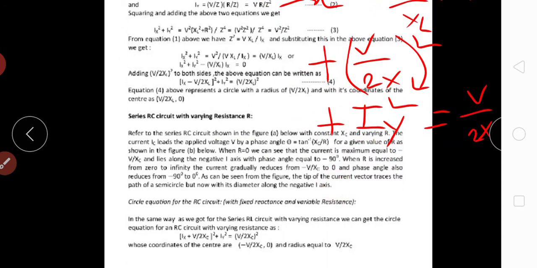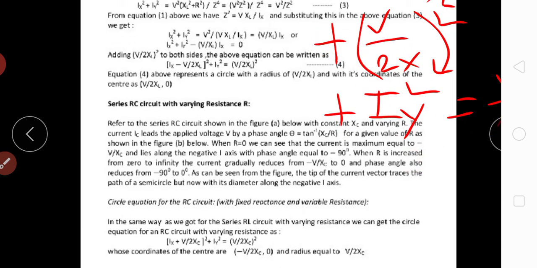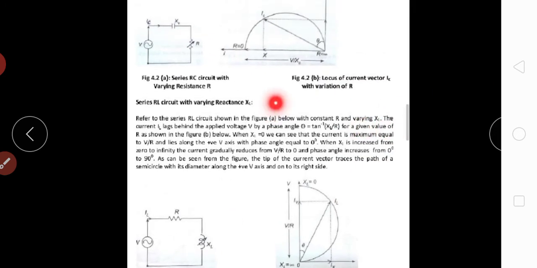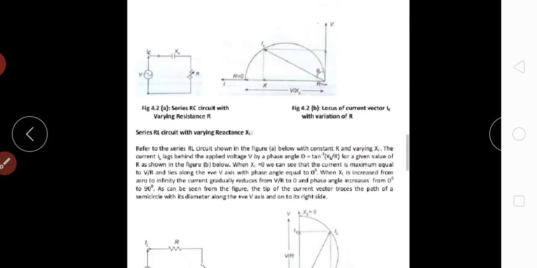So refer to the series circuit shown in the figure below with constant XC and varying resistance. It is a series RC circuit. In case of a series RC circuit, the current leads the applied voltage by an angle theta, and this theta equals tan inverse of XC by R. So for a given value of resistance as shown in the figure below, on fixed resistance value, R is not equal to 0.